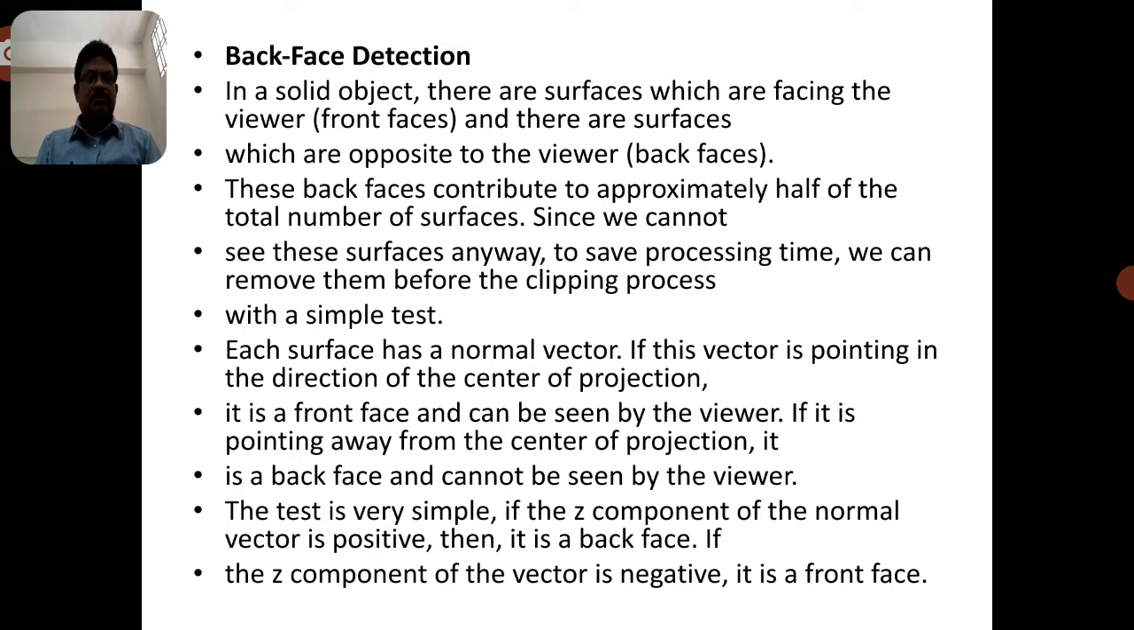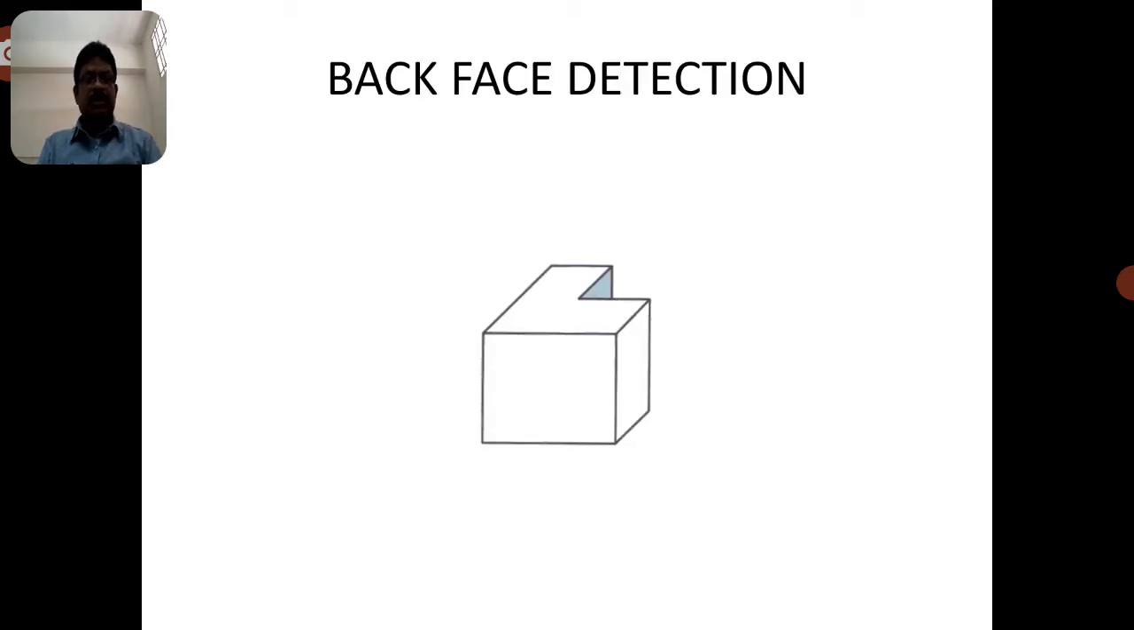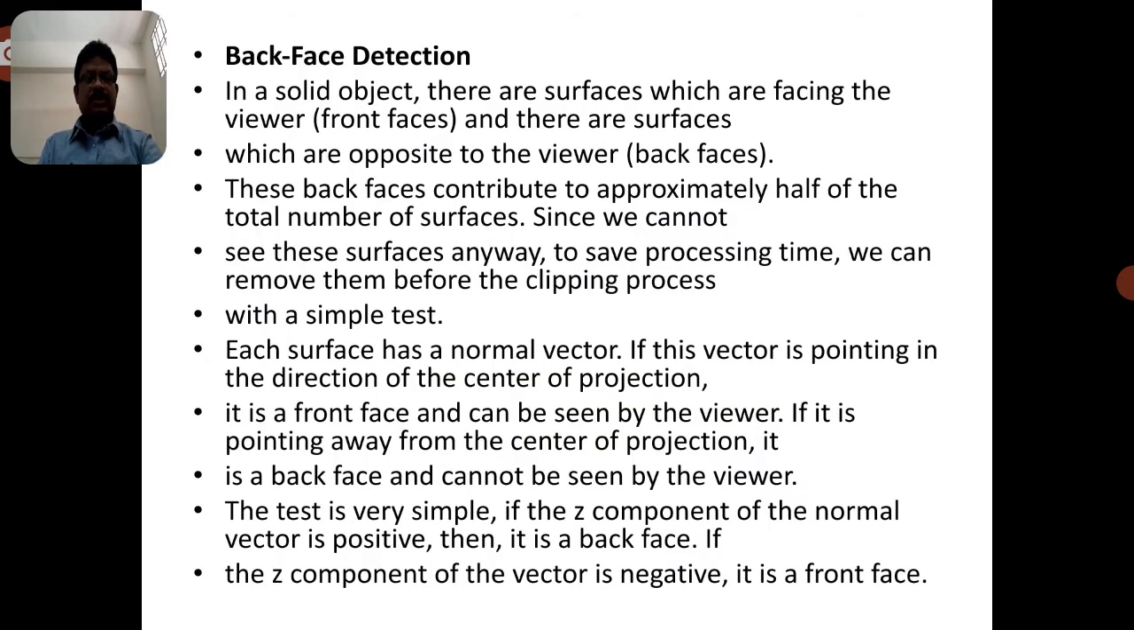In a solid object, whatever surfaces lie on that particular plane, we first need to identify the face facing the viewer. The face facing the viewer is nothing but the front face, which is visible, as you can observe here. Having identified the front face, we need to identify the back side, which is different. How can we identify the back face? With the help of some process.